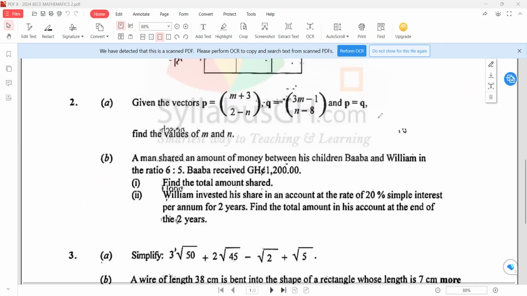Question 2b. A man shared an amount of money between his children, Baba and William, in the ratio 6:5. Baba received 1,200. Find the total amount they shared. I have a very simple approach I love to use in solving such questions. I try to compare the ratio to the amount. So how does that particular approach work?